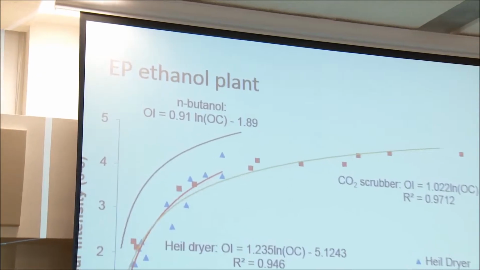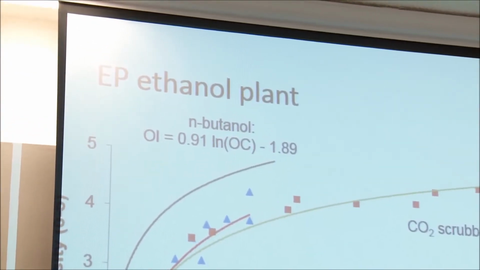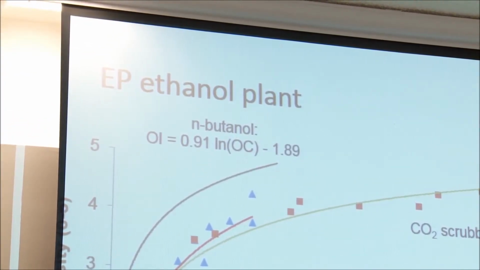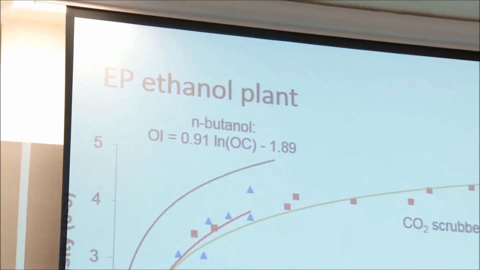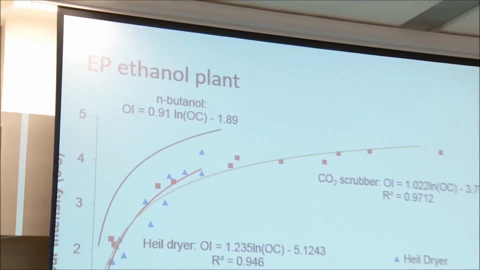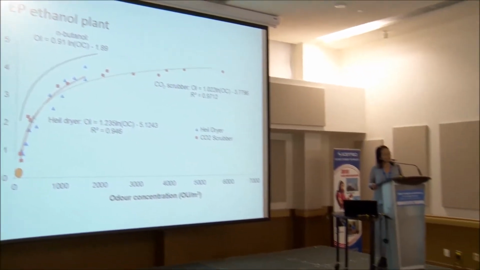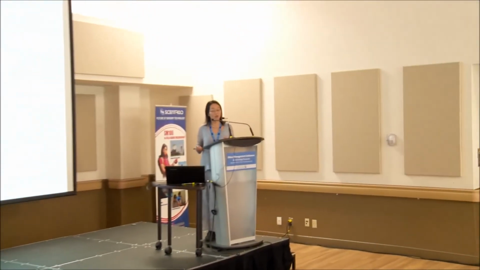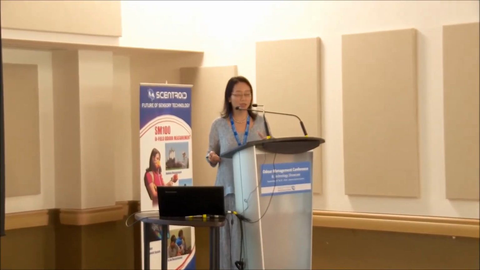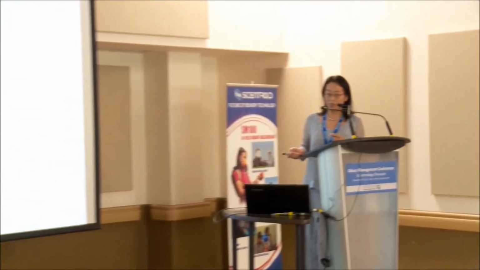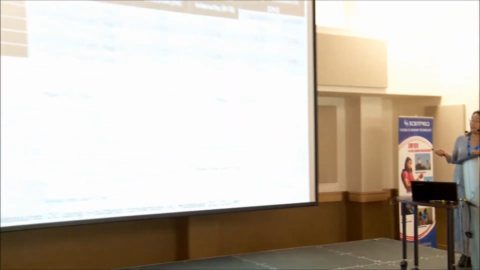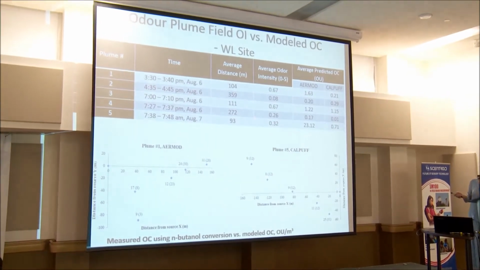So the justification for this is the ethanol plant smell is similar to n-butanol smell, but for the wastewater treatment side, it's similar to animal barn smell. So this is the best we can do. There's some similarity. So then we use that n-butanol OC-OI correlation to do this treatment.